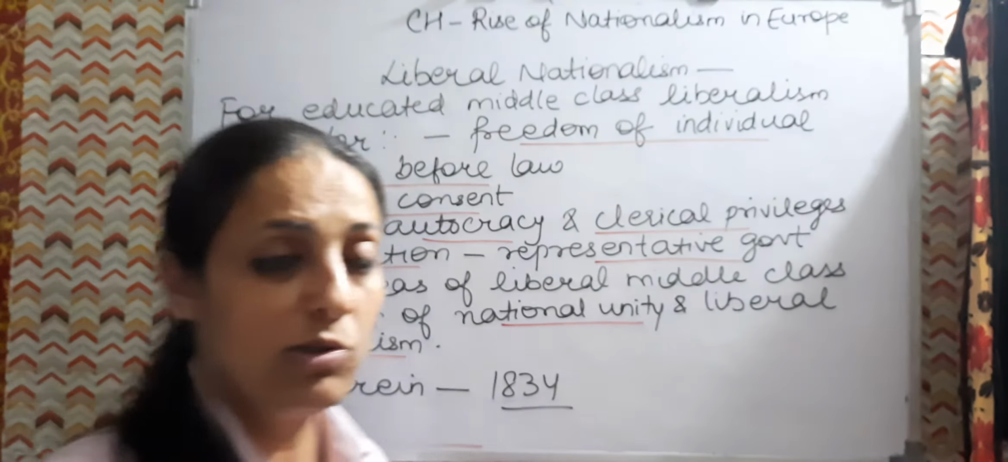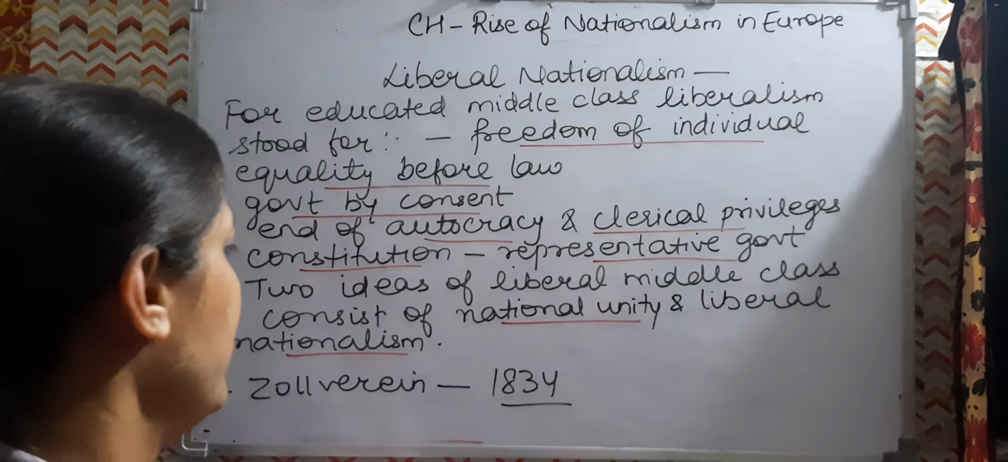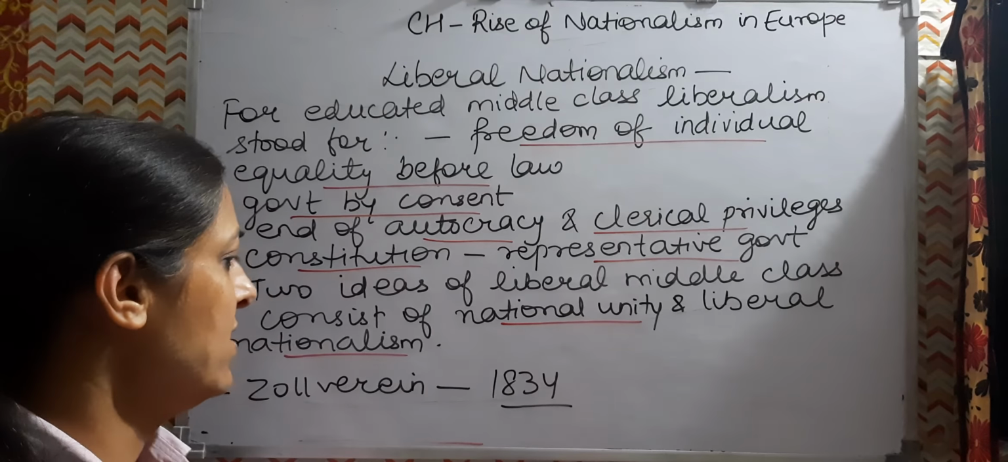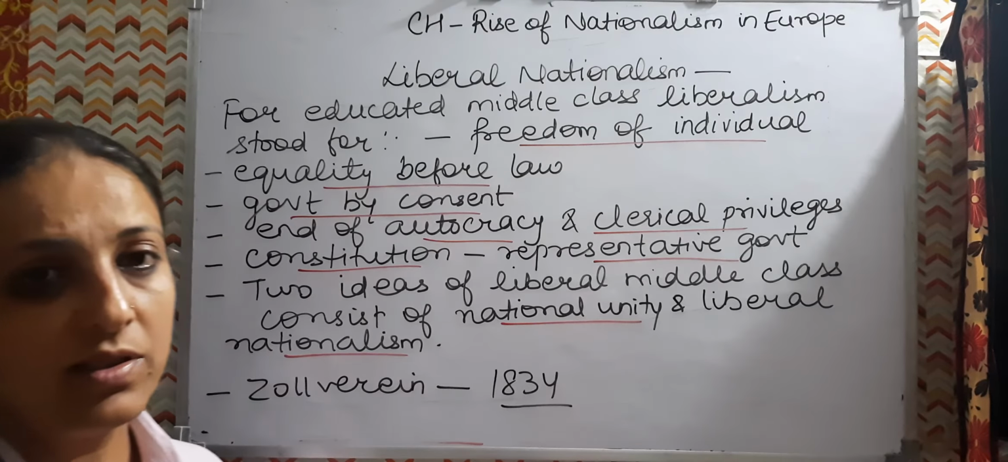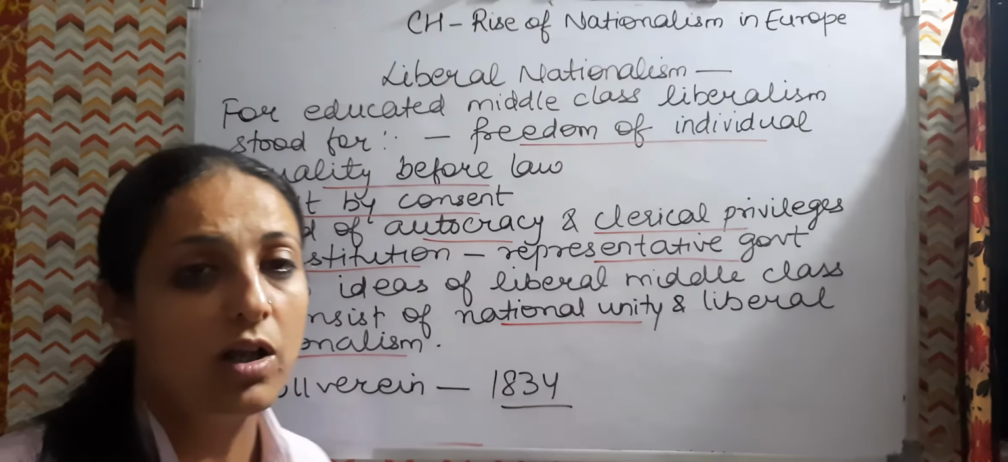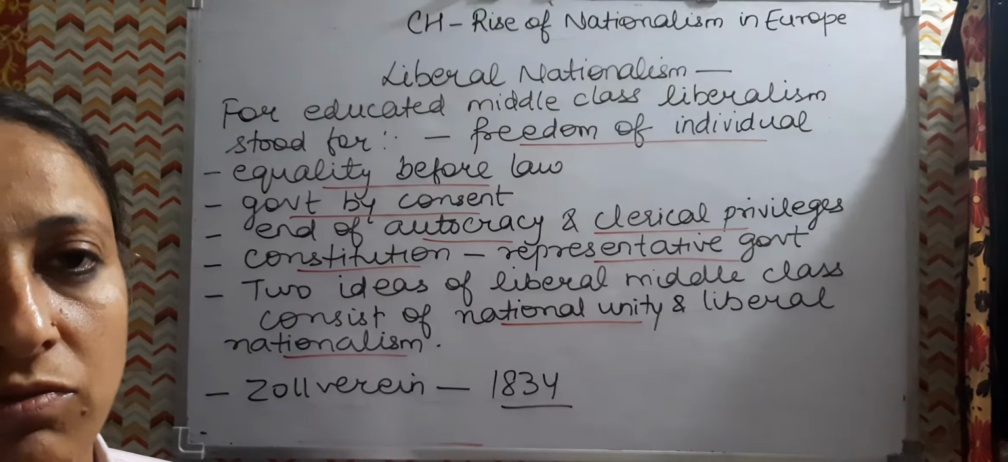Now what is the solution to this? The solution was that the Zollverein was created in 1834 at the initiative of Prussia. Prussia took the initiative and formed the Zollverein. Zollverein means a customs union was formed.